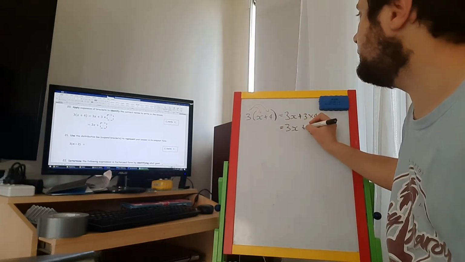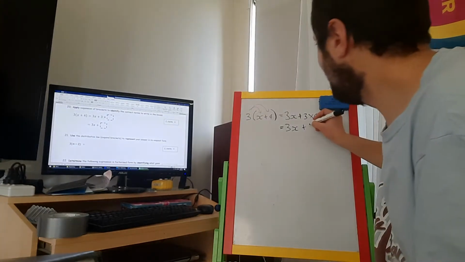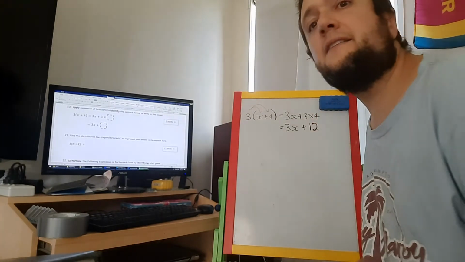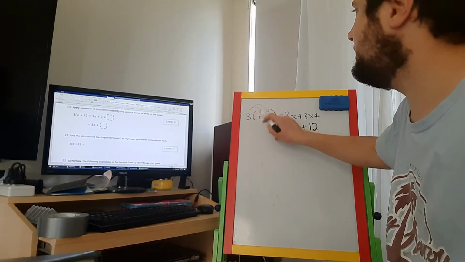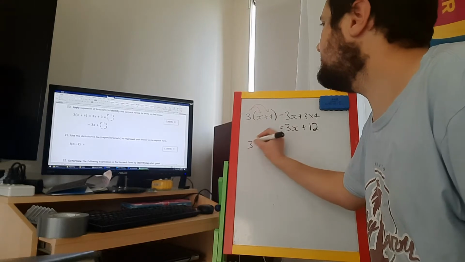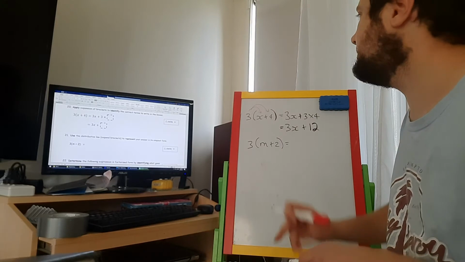What is 3 times 4? 12. That's the answer. So expanding, just remember to multiply what's on the outside by everything inside. That leads into question 21. Who's brave? Who's going to tell me the answer to 21 given that?